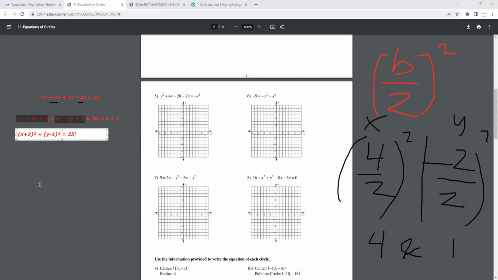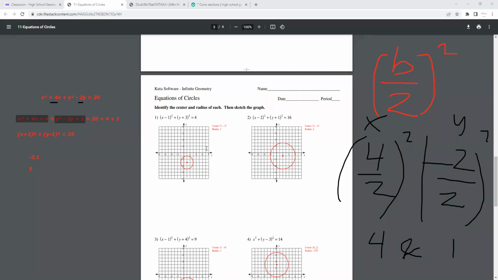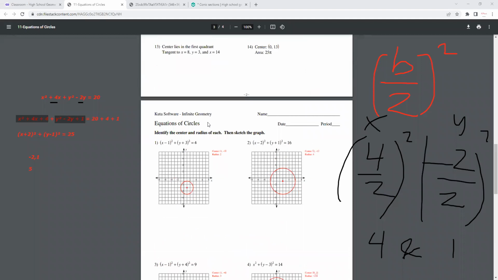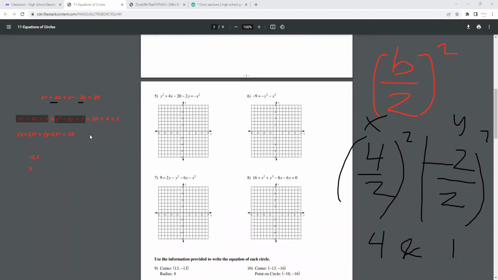So basically, the center of the circle is at (−2, 1) and its radius is 5. And then you would sketch the graph. So you can see here, center of the circle is at (−2, 1), radius is 5. So yeah, for these, like I said, you need to rearrange them, complete the square, factor, and then you get your equation of the circle, and then you can go from there.